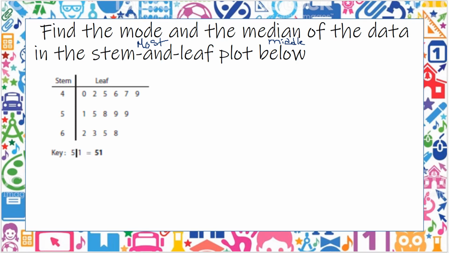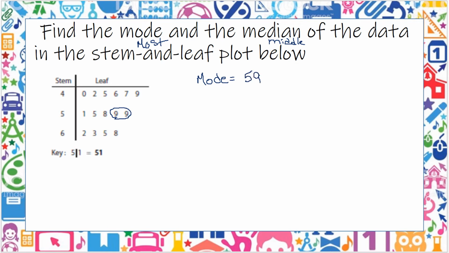So I'm going to look in the 40s where the stem is the 4, and look at the leaf. I don't see any repeats. So then I go to the stem of 5, and I do see a repeat here. I don't see any in the 6. So the mode is 59.